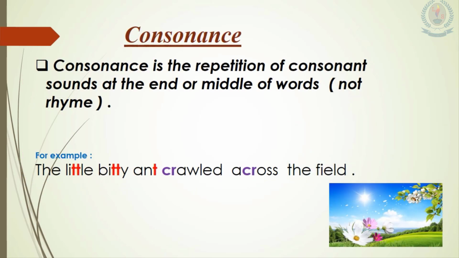Consonance. Consonance is the repetition of consonant sounds at the end or middle of words. So that is also not rhyming. Now for an example, the little bitty ant crawled across the field. Now here the word little, so the consonant sounds are in the middle of the word. And bitty is also like that. The double T is in the middle of the word. So that is what we call consonance in poetry or prose.